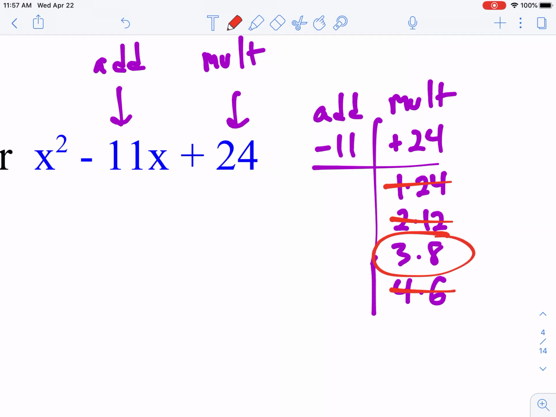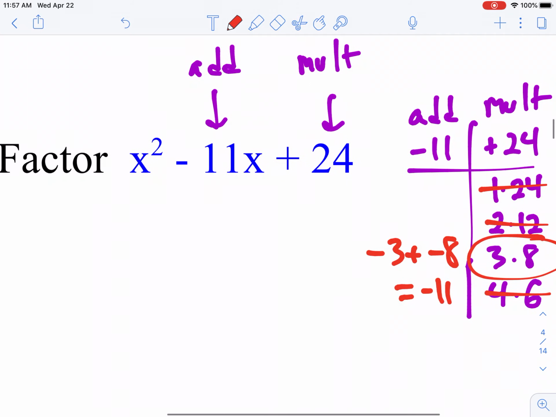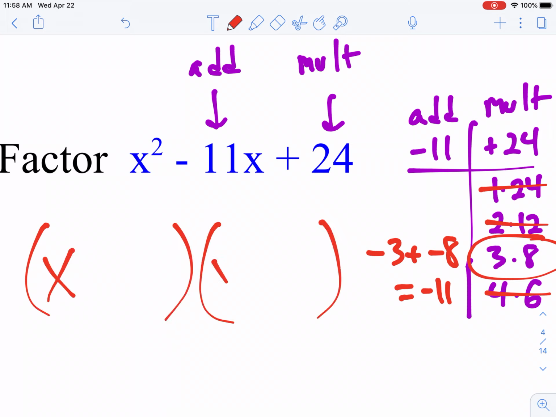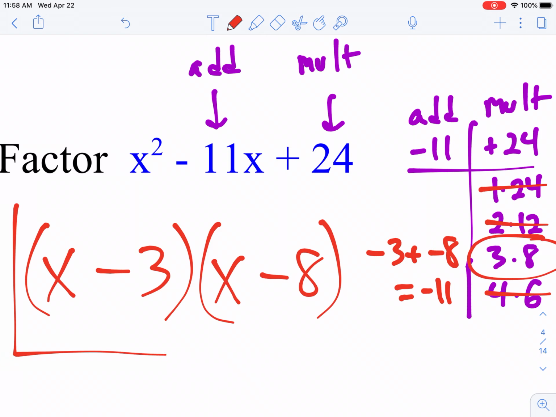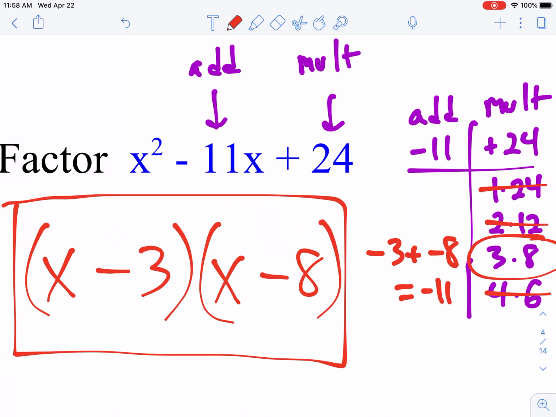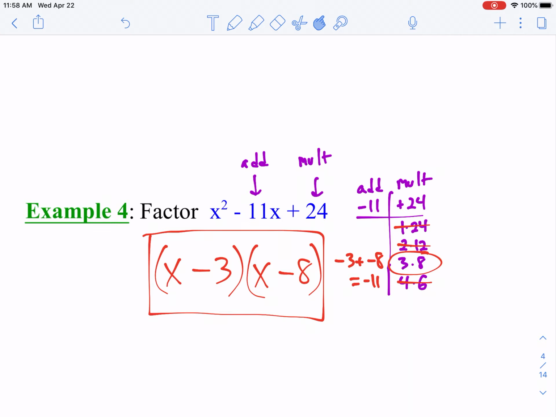Here's the winner, 3 and 8. But you need them to add to negative 11. So you're going to have to assign negative signs to both of them. Negative 3 and negative 8 add up to negative 11. Okay? So when we write our parentheses, we put our x and our x. Our key numbers are negative 3 and negative 8. So in your parentheses go negative 3 and negative 8. You have to put negative signs in to basically get them to add up to negative 11. All right?